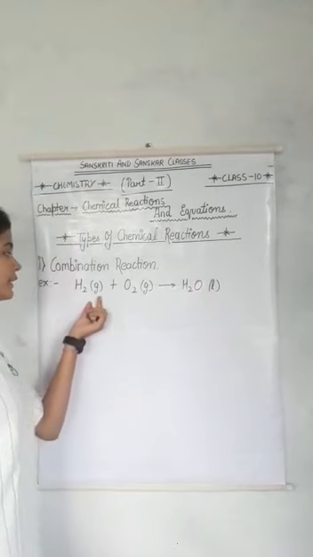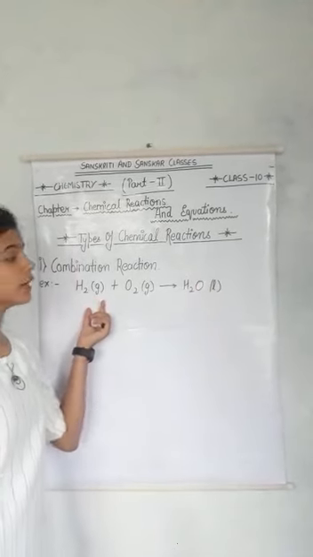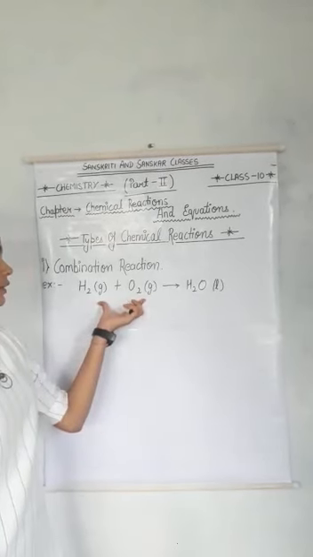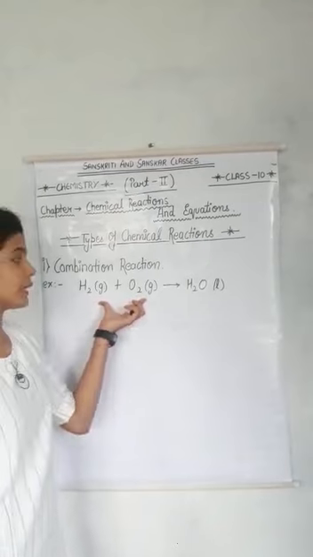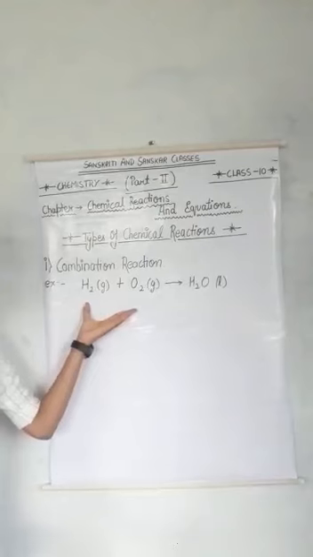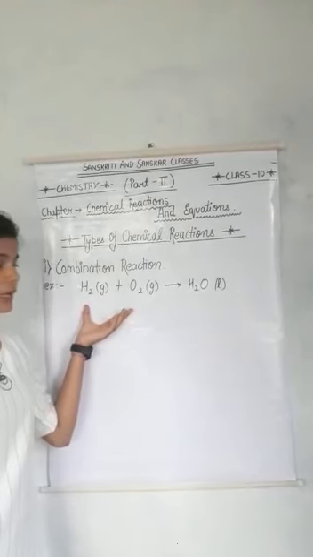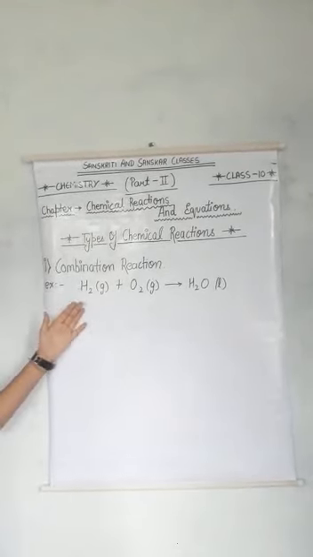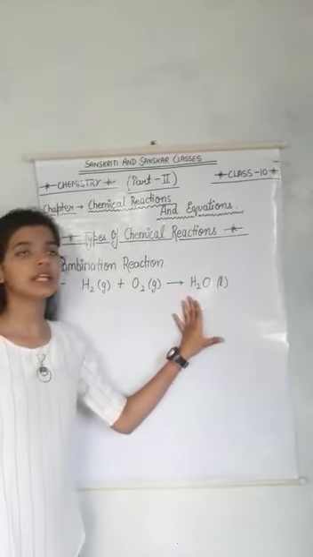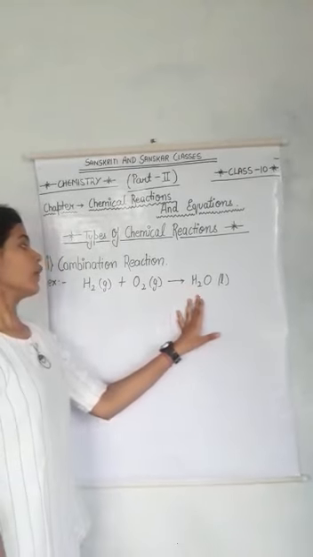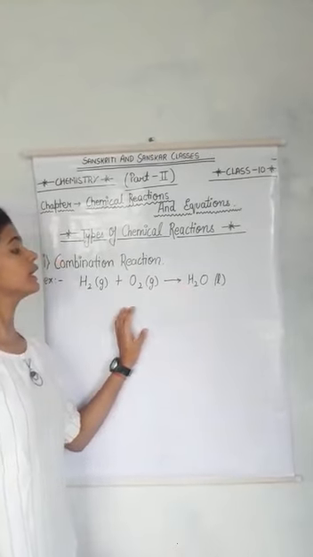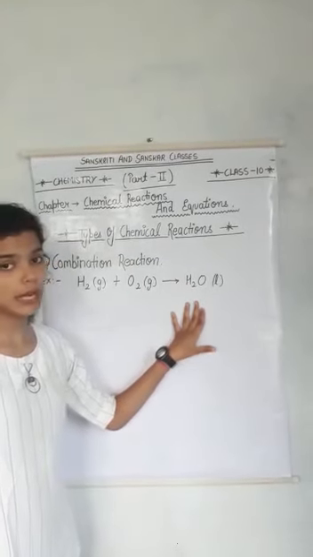You all have to write the states in which they are, because this is important and it can help our marks in the boards. Now you can see this is a skeletal equation, means it is an unbalanced equation. Why? Because on the reactant side there are 2 atoms of hydrogen, on the product side also 2 atoms of hydrogen, but on the reactant side there are 2 atoms of oxygen, while on the product side there is only 1 atom.